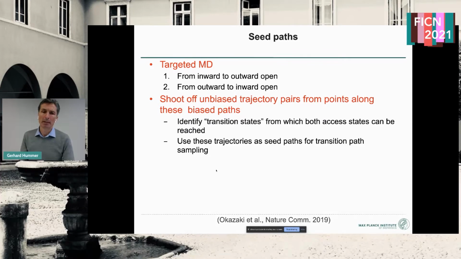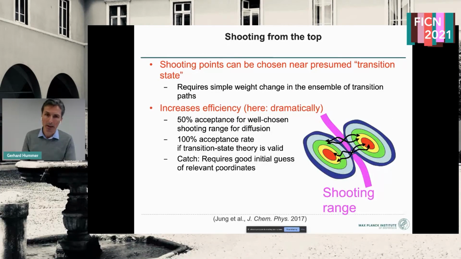And then we simply shoot off unbiased trajectory pairs from points along these biased paths, and do this in multiple places until at some point we cross over from one side to the other, and in this transition region we can, with a bit of luck, find one point that connects to both states. And this indeed was possible. And then these initial trajectories are used as seed paths for path sampling.